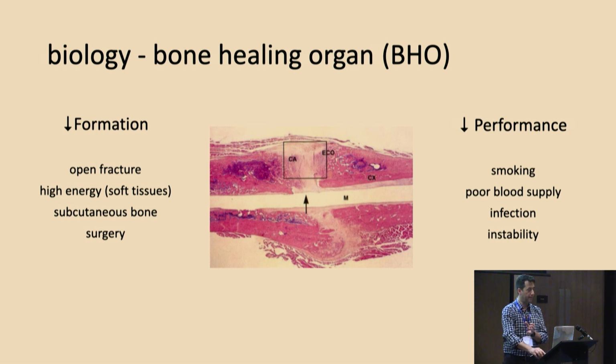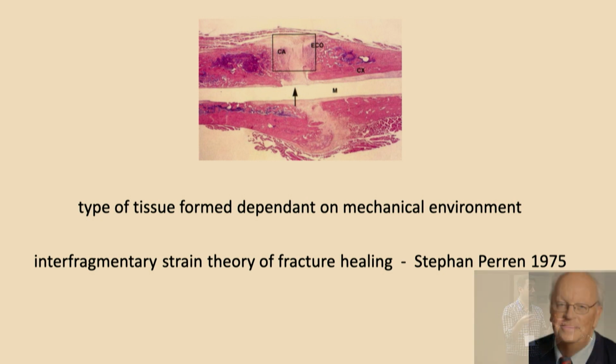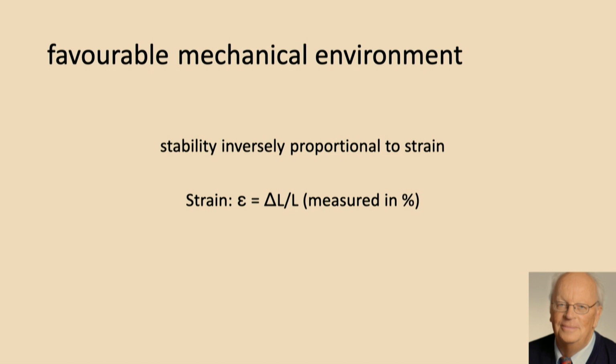Why does stability influence the bone healing organ? Because the tissue that is developed by the bone healing organ is dependent on the strain environment within. And this is ultimately Stefan Perren's strain theory. What do we mean by a favorable mechanical environment? Well, stability is inversely proportional to strain. So we know that the mathematical formula for strain is the change in length over the original unit length. Okay? Let's try and understand that a bit more.